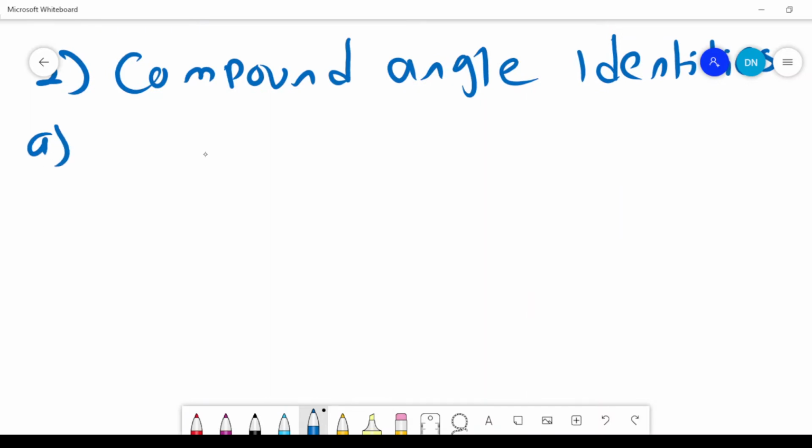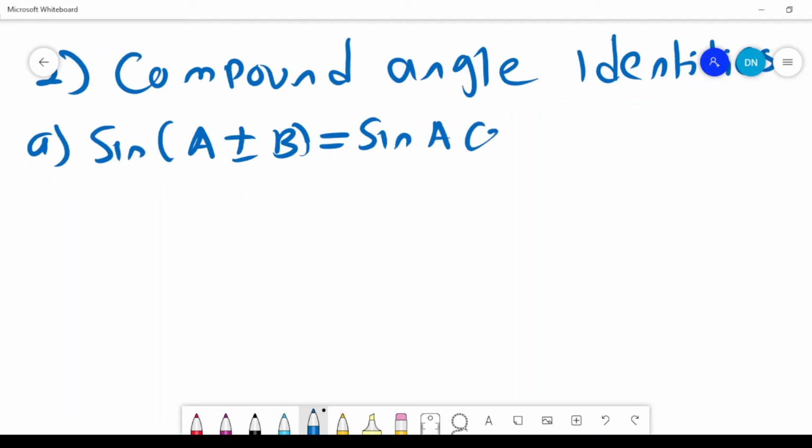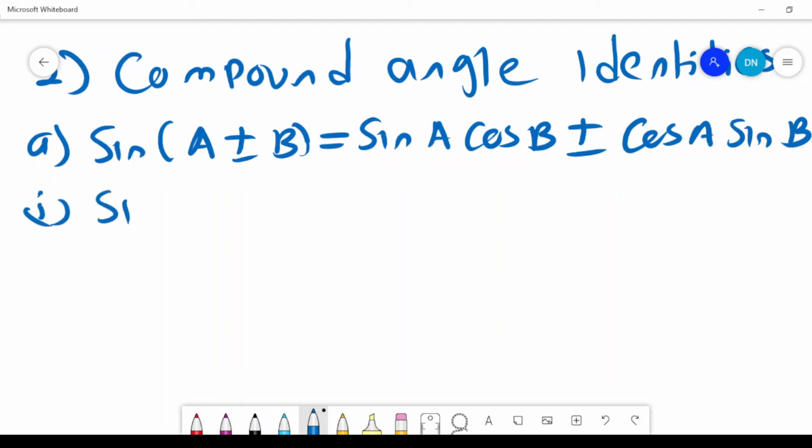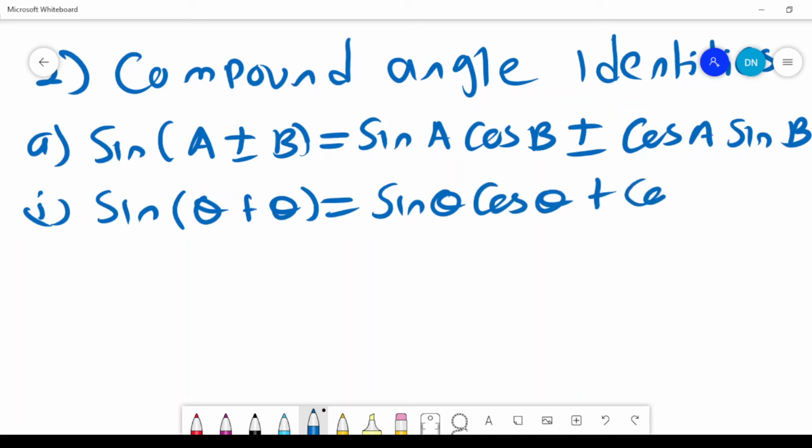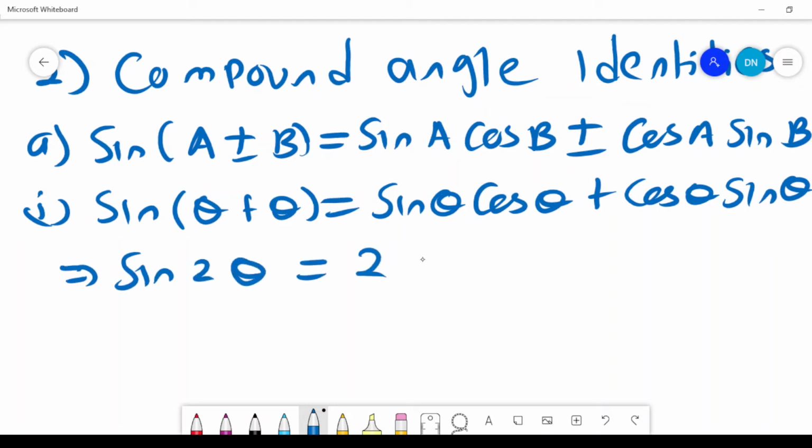So the first identity we want to look at is the sine of A plus or minus B, and that will be sine A cos B plus or minus cos A sine B. If we think of an example, the sine of theta plus theta will be equal to sine theta cos theta plus cos theta sine theta, and therefore we can comfortably say sine of 2 theta is equal to 2 sine theta cos theta.